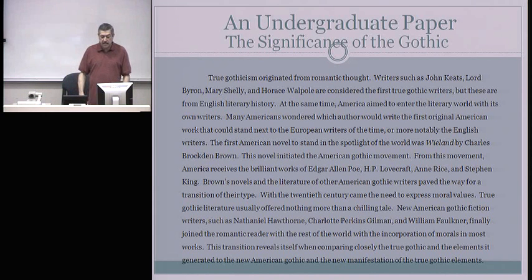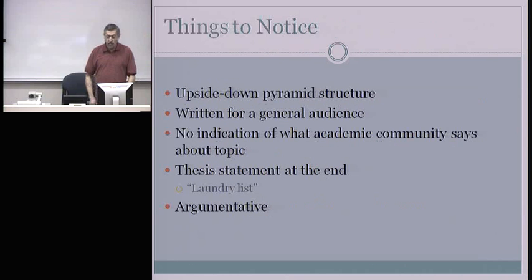And this is an example of an undergrad paper. It tends to be just directed at one's audience. It doesn't cover anything specific, and it does have a thesis statement which covers a laundry list of elements. What you would notice with this one is the typical upside down pyramid structure that goes with most undergrad writing. It's written for the general audience. There's no indication of what the academic community would say about that topic, and the thesis statement is at the end, which is your typical laundry list. And this paper is an example of an argumentative paper.